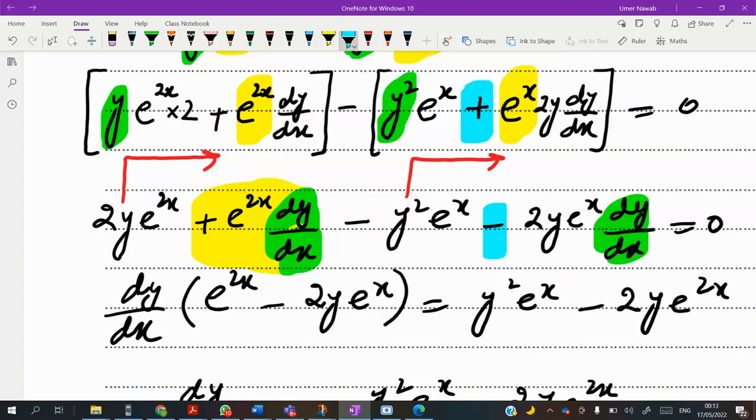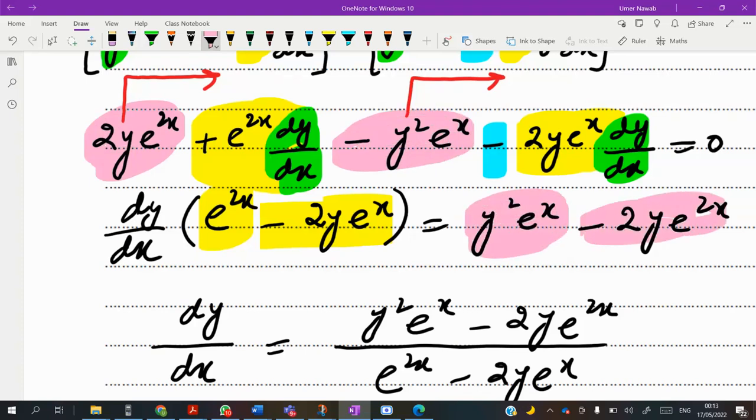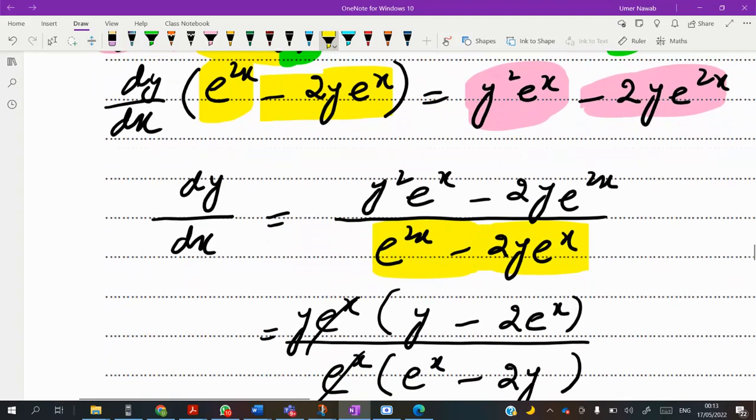You can see dy by dx in two terms. So we took the dy by dx common from the two terms which contain dy by dx. So what is left inside it? We will be left with e raised to 2x minus 2y e^x from here. Those terms which are without dy by dx, we need to push them to go to the right hand side. As you see, this term and this term, this is without dy by dx, we push them to go to the right hand side. Now, on the left hand side, the bracket, this will go in the denominator.